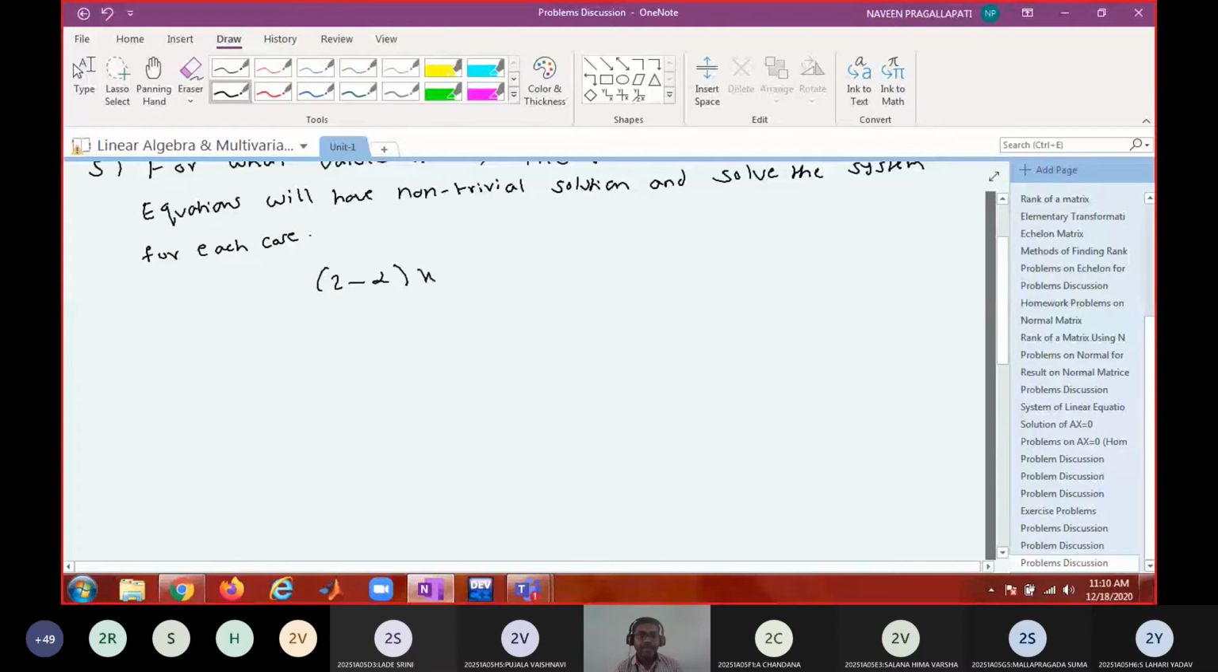minus 2y plus z equal to 0, 2x minus (3 plus alpha) into y plus 2z equal to 0, x minus 2y plus alpha z equal to 0.